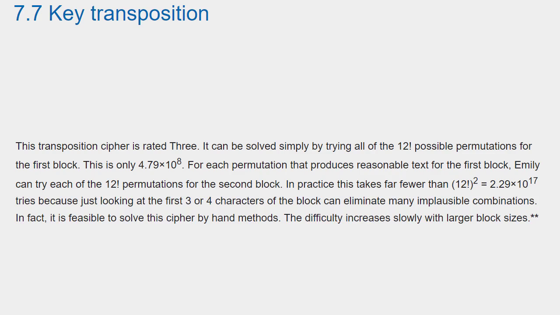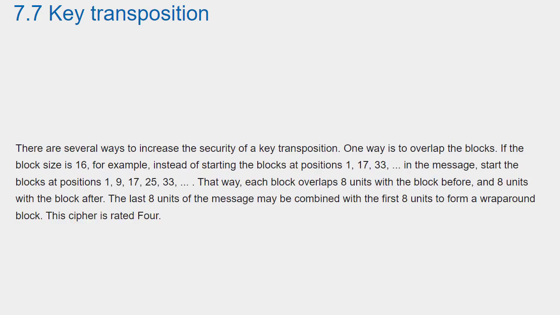For each permutation that produces reasonable text for the first block, Emily can try each of the 12 factorial permutations for the second block. In practice, this takes far fewer than 12 factorial squared, which equals 2.29 times 10 to the 17 tries, because just looking at the first 3 or 4 characters of the block can eliminate many implausible combinations. In fact, it is feasible to solve this cipher by hand methods. The difficulty increases slowly with larger block sizes.